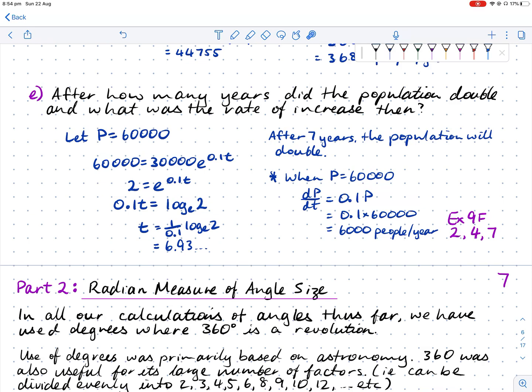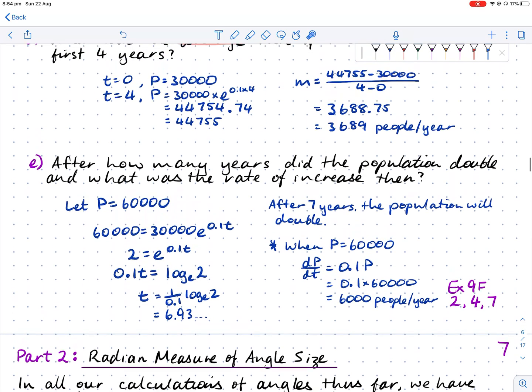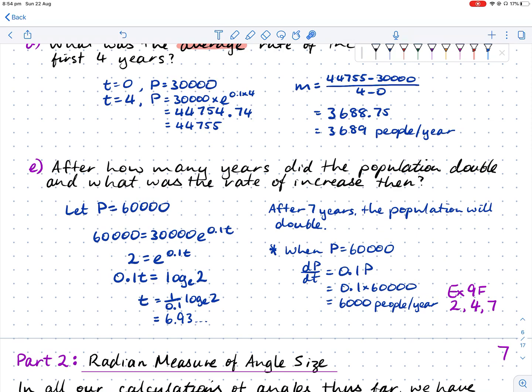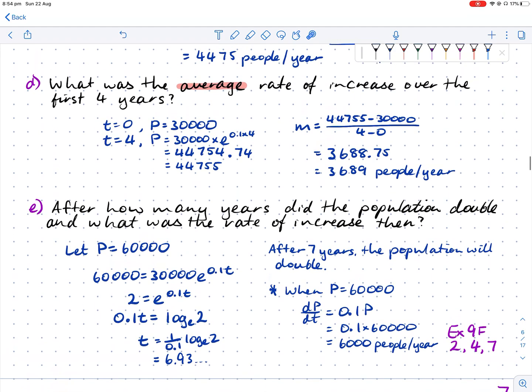So just a couple of questions to work through. They're all to do with exponentials. You will need to differentiate a couple of them, so make sure you remember how to do that. And a lot of this will be about interpreting a worded question and also knowing the difference between the average rate of change and your actual rate of change.